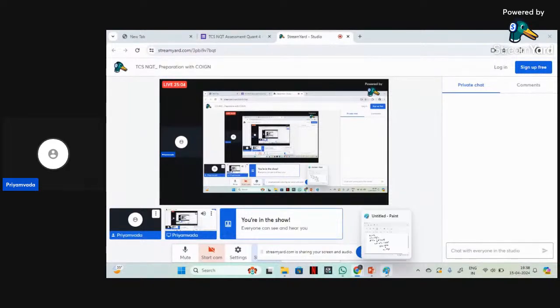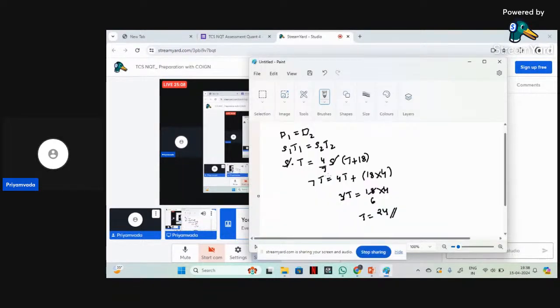As I'm presenting it, yes, we'll be continuing to the next question. I'll explain the question once again. D1 equals D2 and S1 T1 equals S2 T2. And we don't know the values of S and T in the first case, so we take them as S and T directly. In the second case, they have given it to be 4 by 7th of S and T plus 18. So 7T equals 4T plus 18 into 4, and we get 3T equals 18 into 4. T value equals 24. We get the value directly.